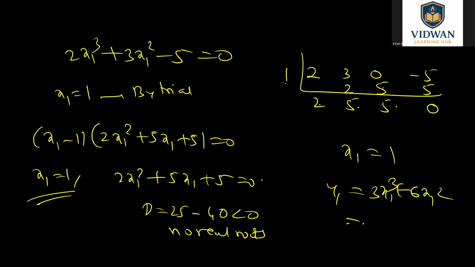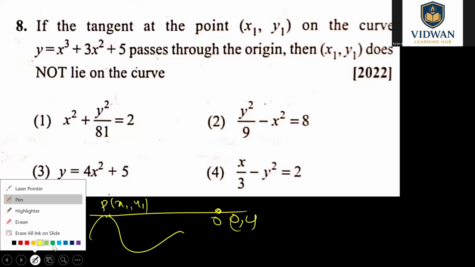So you can just put x as 1. This is 3 into 1 cube plus 6 into 1 square, and therefore, what is this? 9. So y1 is 9. So the point (x1, y1) is (1, 9).